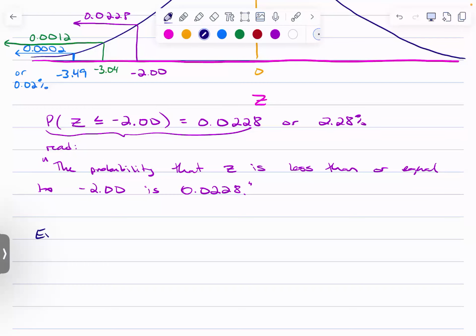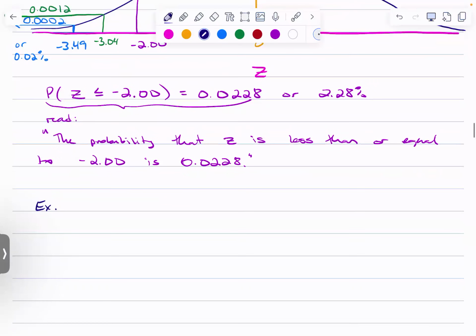As an example, what is the probability that Z is greater than or equal to negative 2.00? We use the equal to in both scenarios. You don't have to do anything to account for that. Just kind of flip it. Because at -2, we said the probability of that is 0, exactly. So it doesn't matter.